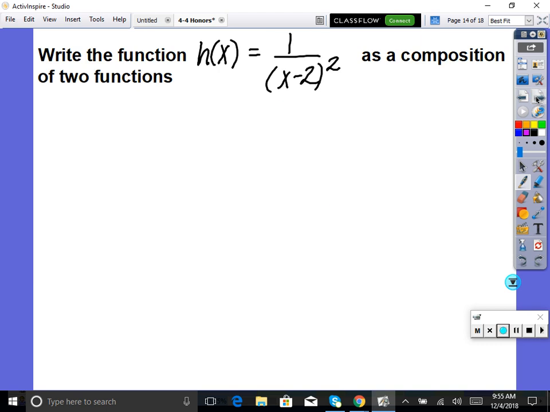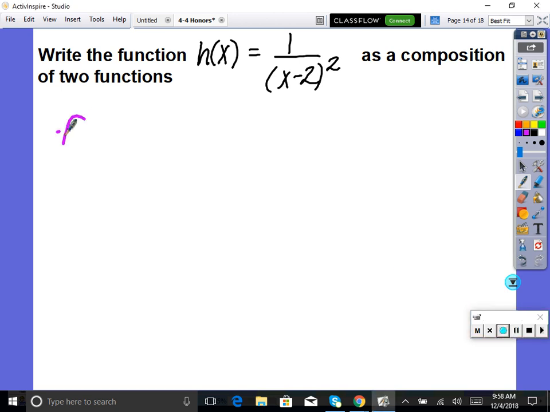Alrighty. Okay, if I was to ask you to be creative, like I will on the test at one point or another, write the function h of x is equal to 1 over x minus 2 squared as the composition of two different functions. So you've got to create. There's one almost exactly like this on the exam, that's why I'm putting it up here, to see if you guys can think creatively. There's many different ways to do this. Many correct answers. So recreate this as the composition of two functions. Ready, go. So many different ways to do it.